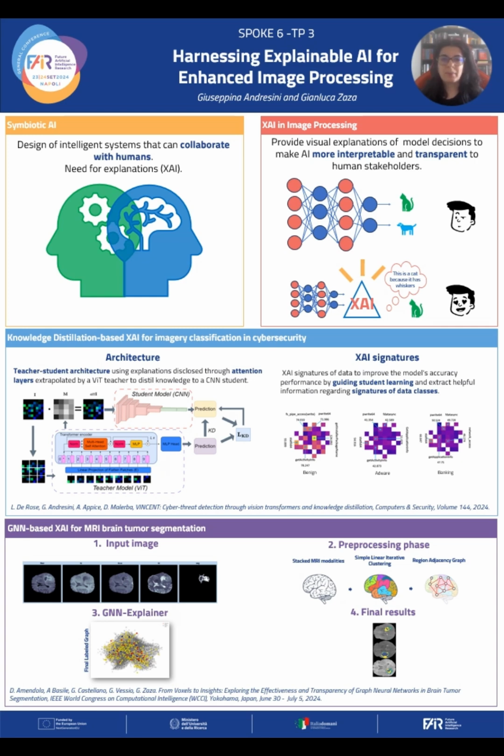Specifically, in our work, we propose a revised version of the knowledge distillation strategy where we use the explanation extracted through the self-attention layers of the ViT to distill knowledge in the student learning. More in detail, the teacher takes as input an image representation of the data and extracts explainable imagery signatures of data. And these explainable signatures are used both to improve the model's performance by guiding the student learning and also to extract useful information from data classes.